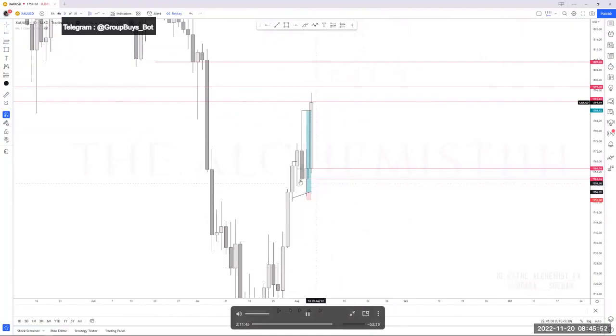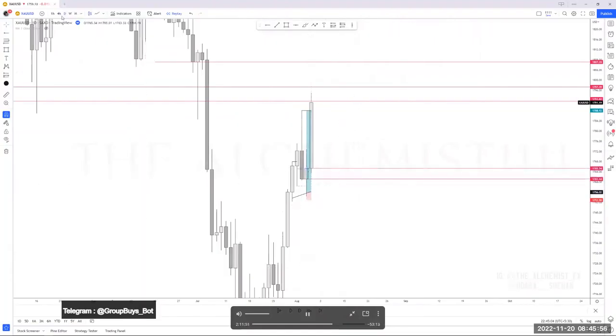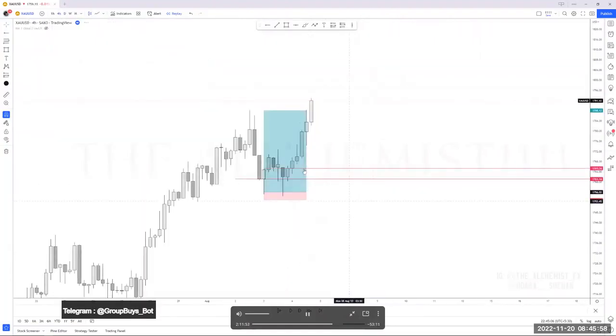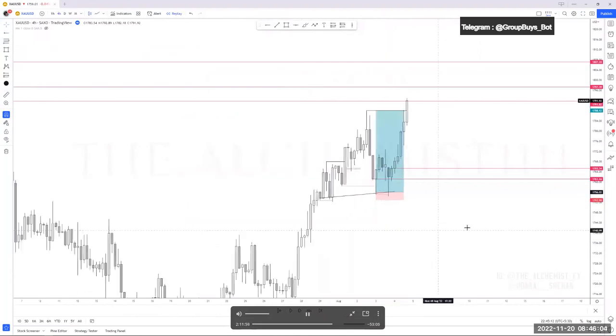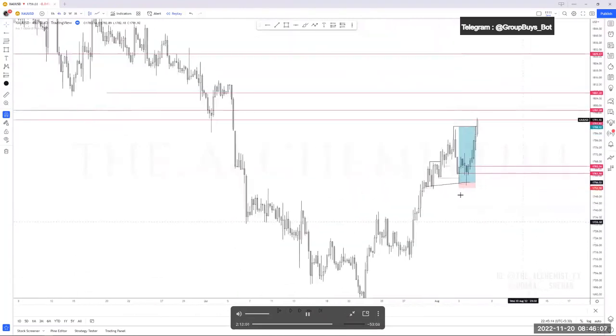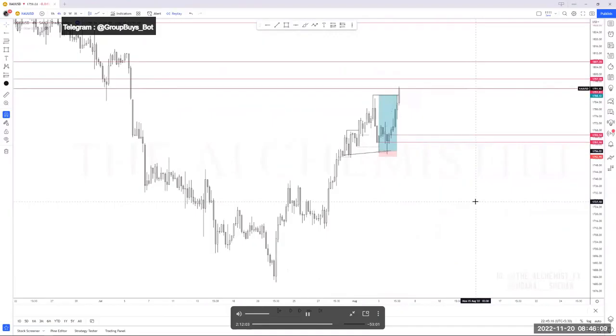Even for this, I'll call this a rejection block and this a rejection block too. But the only thing is I don't show the trend lines, how we use the confluence, because that's something else. And then what are the confluences? I told you it has to have liquidity. And the next thing is we have to have a trend line as confluence.